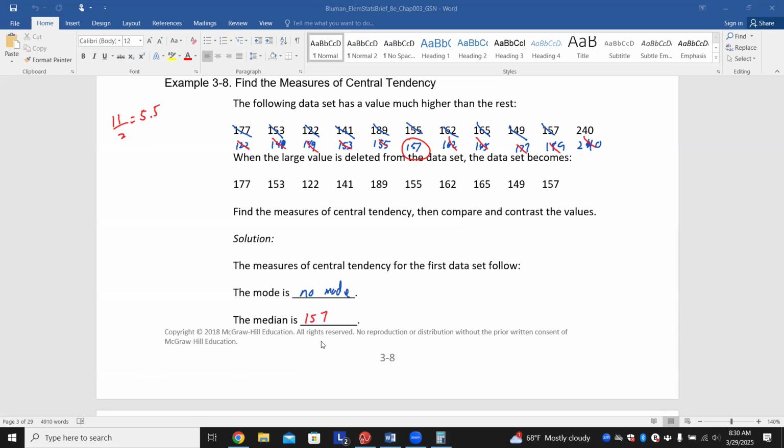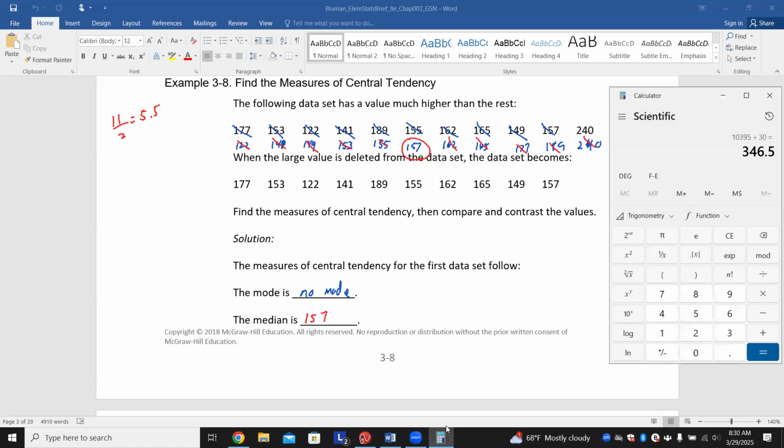The mean, let's add that up real quick. Actually, I tell you what, I'll just add the bottom one since it's not marked up. So 177 plus 153 plus 122 plus 141 plus 189 plus 155 plus 162 plus 165 plus 149 plus 157 plus the 240. That gives me 1810. And then I'm going to divide that by 11. And because those are all whole numbers, I just need to round to the tenths place.